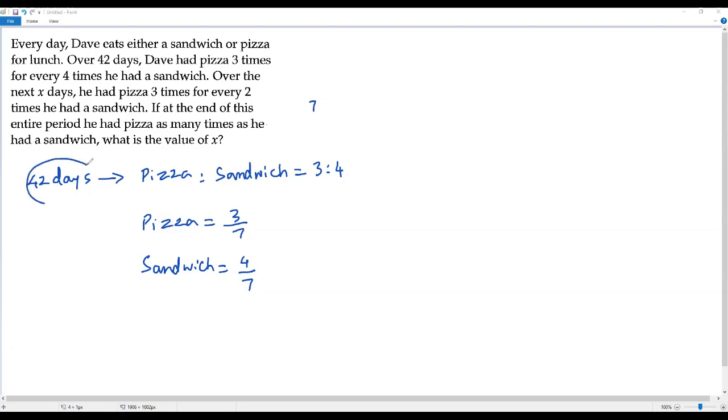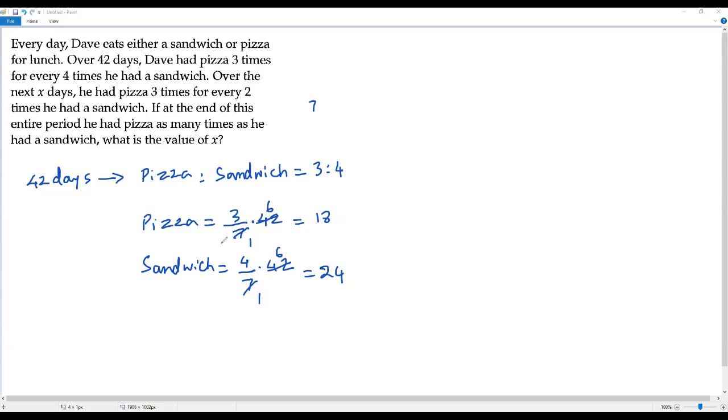Now in these 42 days, to find the number of days Dave eats pizza, we multiply the fraction 3/7 by 42. 7 goes into 7 one time, 7 goes into 42 6 times. Then 3 times 6 is 18. So in 42 days, Dave eats pizza for 18 days. Now the same thing for sandwich: multiply 4/7 by 42. 7 goes into 42 6 times, and 4 times 6 is 24. So in these 42 days, Dave eats pizza for 18 days and sandwich for 24 days.